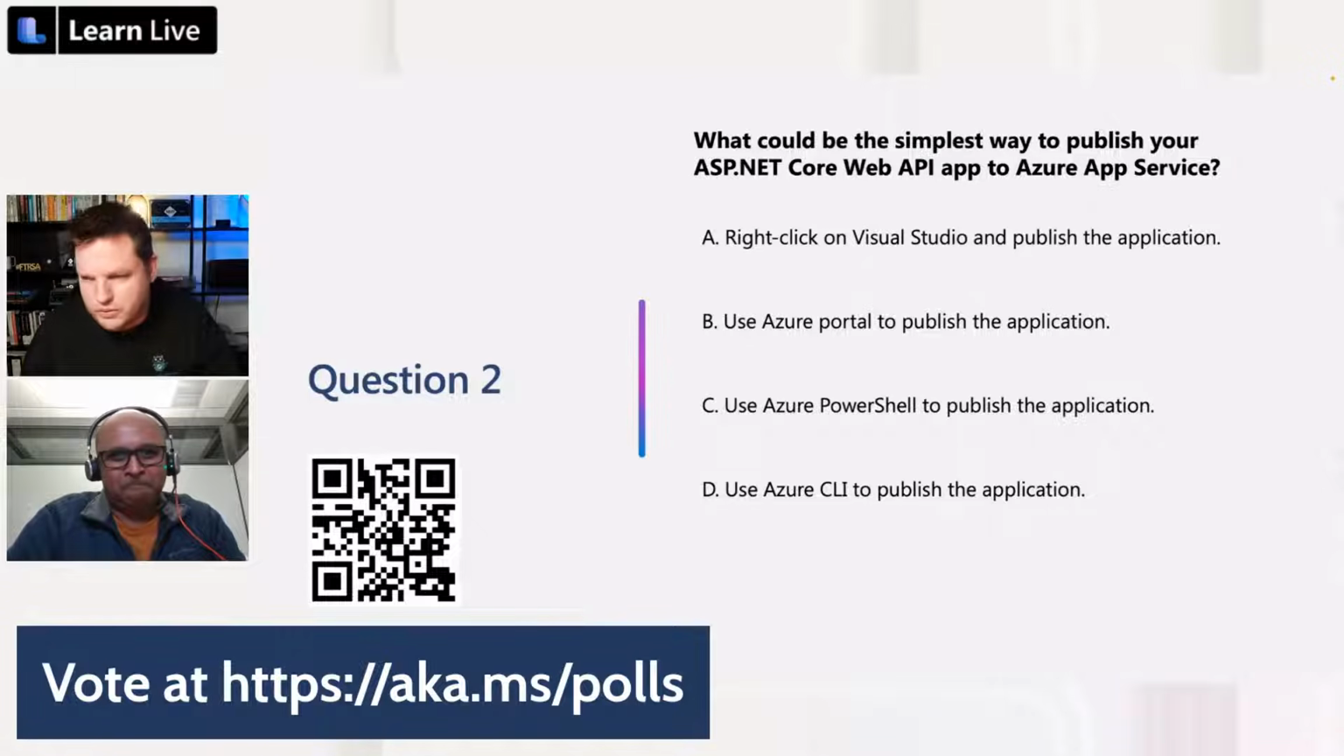And that's question 2. What could be the simplest way to publish your ASP.NET Core Web API app to Azure App Service? We have 4 answers there. A, right-click in Visual Studio and publish the application. B, use Azure Portal to publish the application. C, use Azure PowerShell to publish the application, or D, use Azure CLI to publish the application?